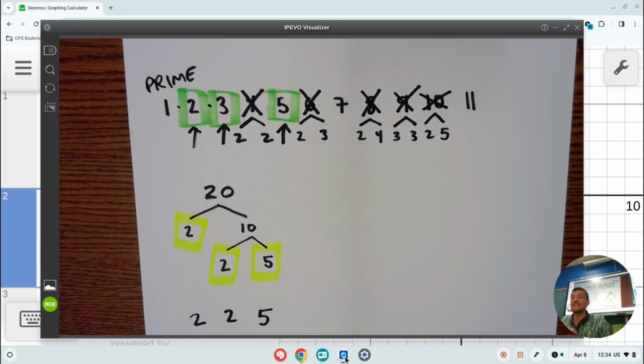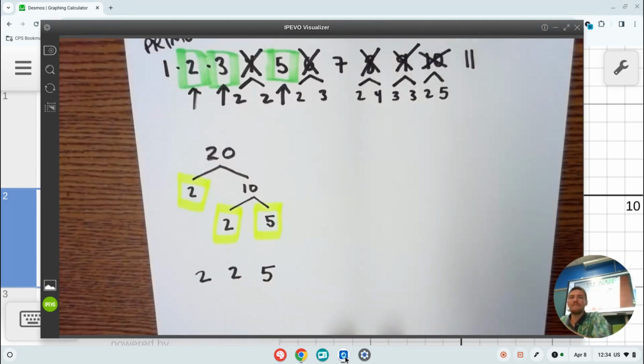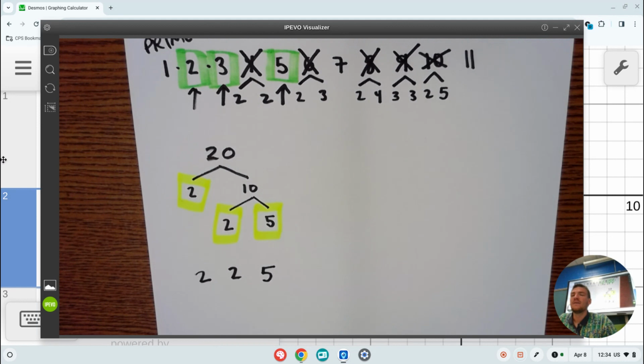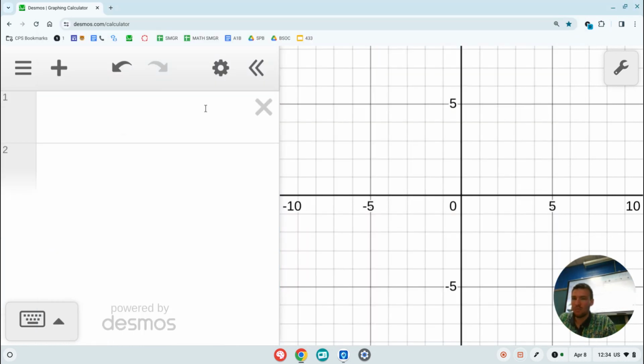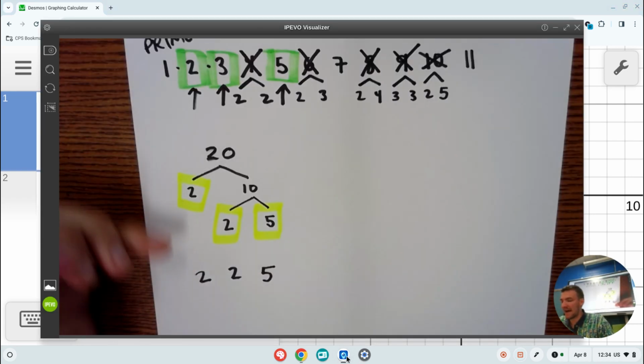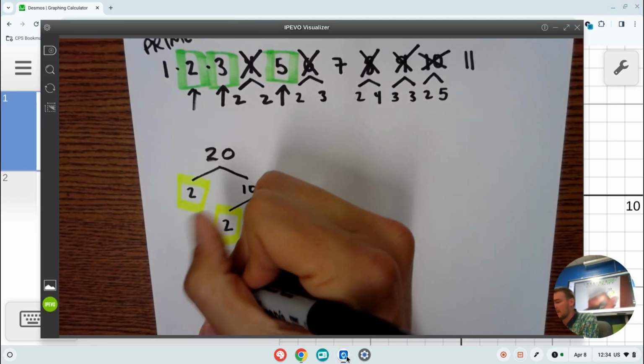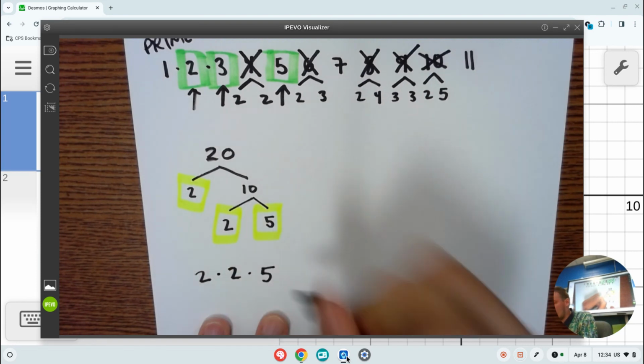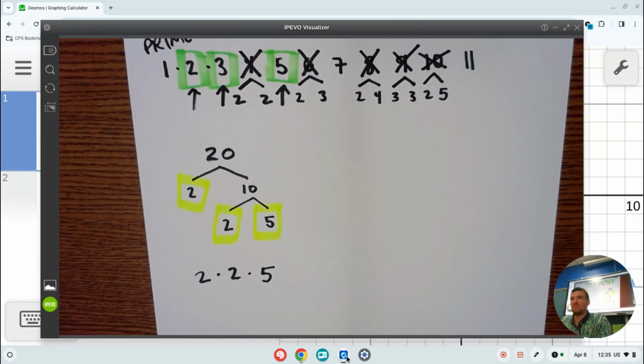Now, this is called prime factorization. Here's why. What is 2 times 2 times 5? It's 20, okay? In mathematics, sometimes we say that the prime factorization of a number is kind of like seeing that number in its purest form.